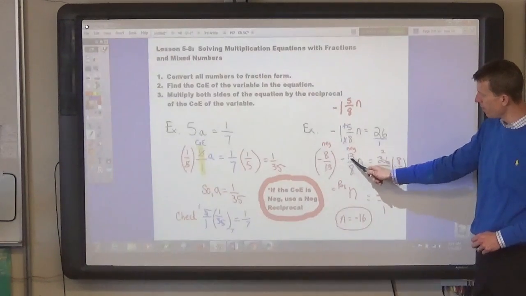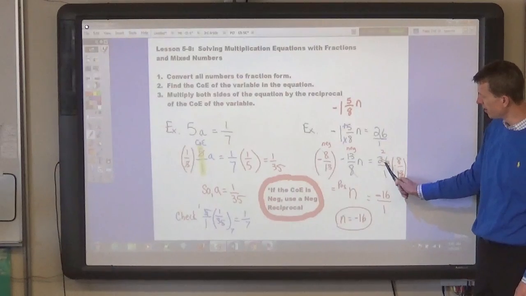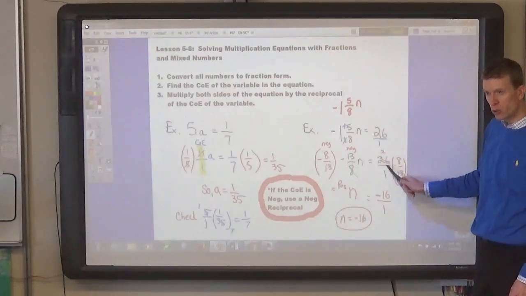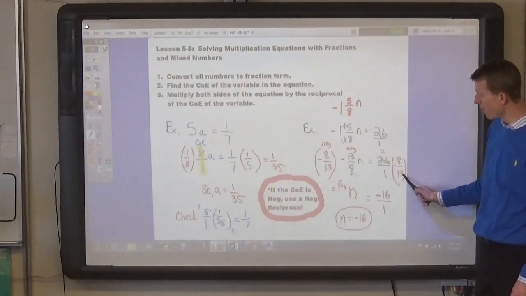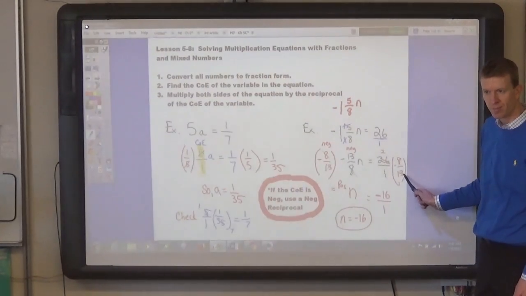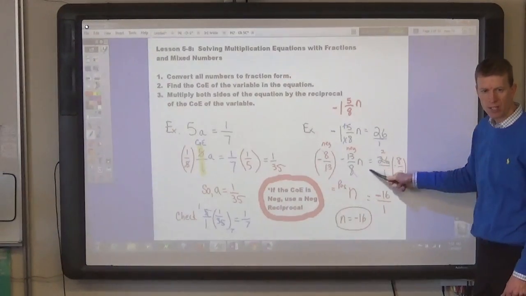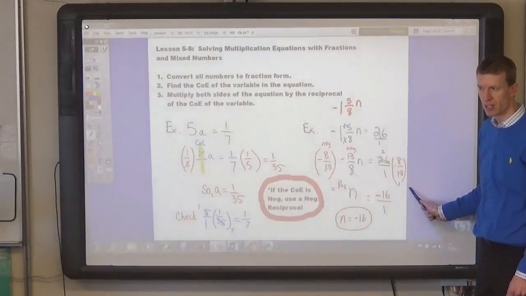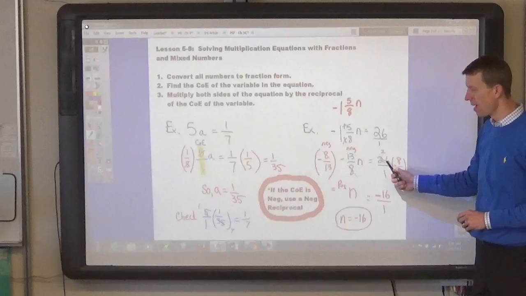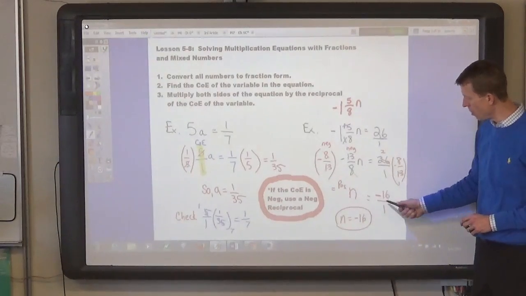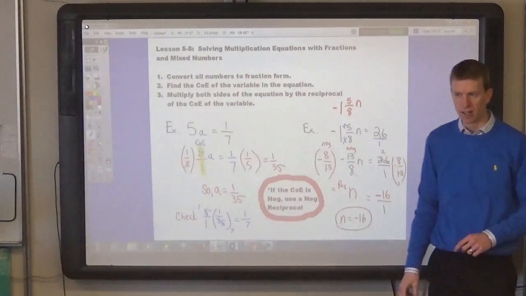We started with -13 over 8 times n equals 26. And then we had to write 26 over 1 in order to multiply it by -8/13. Okay? Fractions times fractions. You always have to multiply fractions times fractions, not mixed numbers times fractions. But you have to convert all the numbers to fractions in order to multiply. And then you get n equals -16.